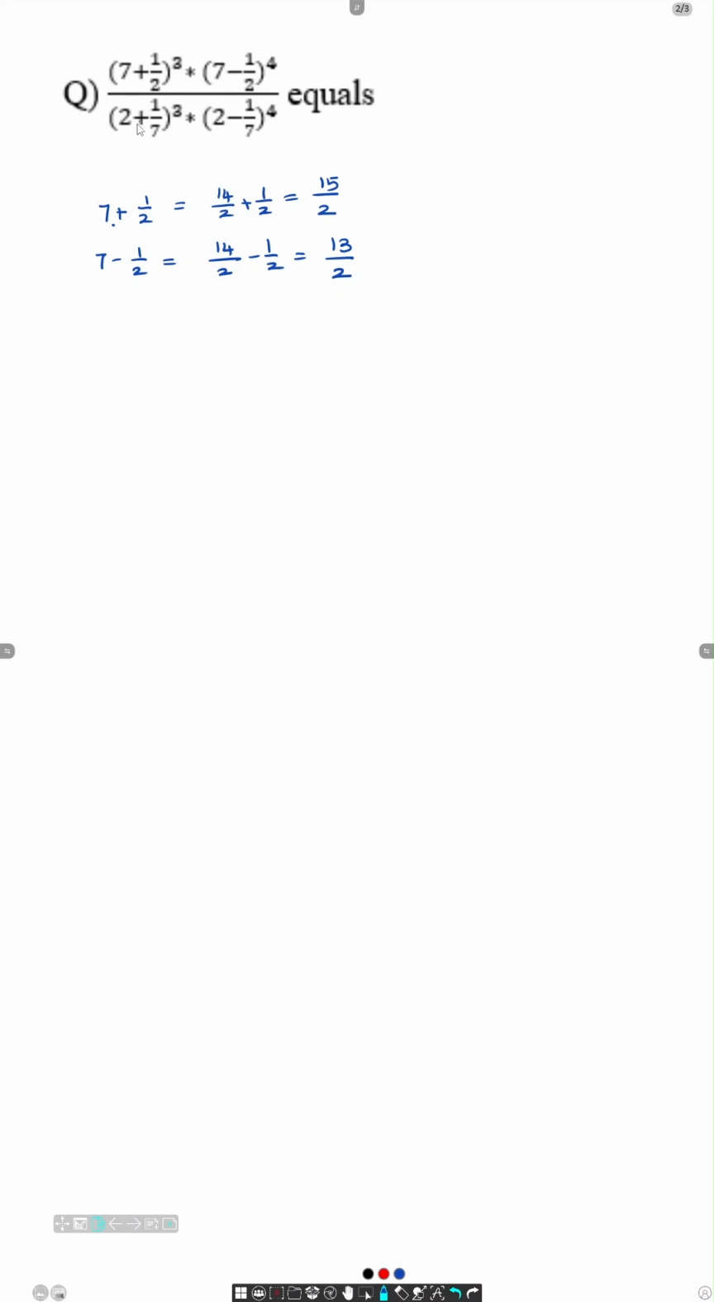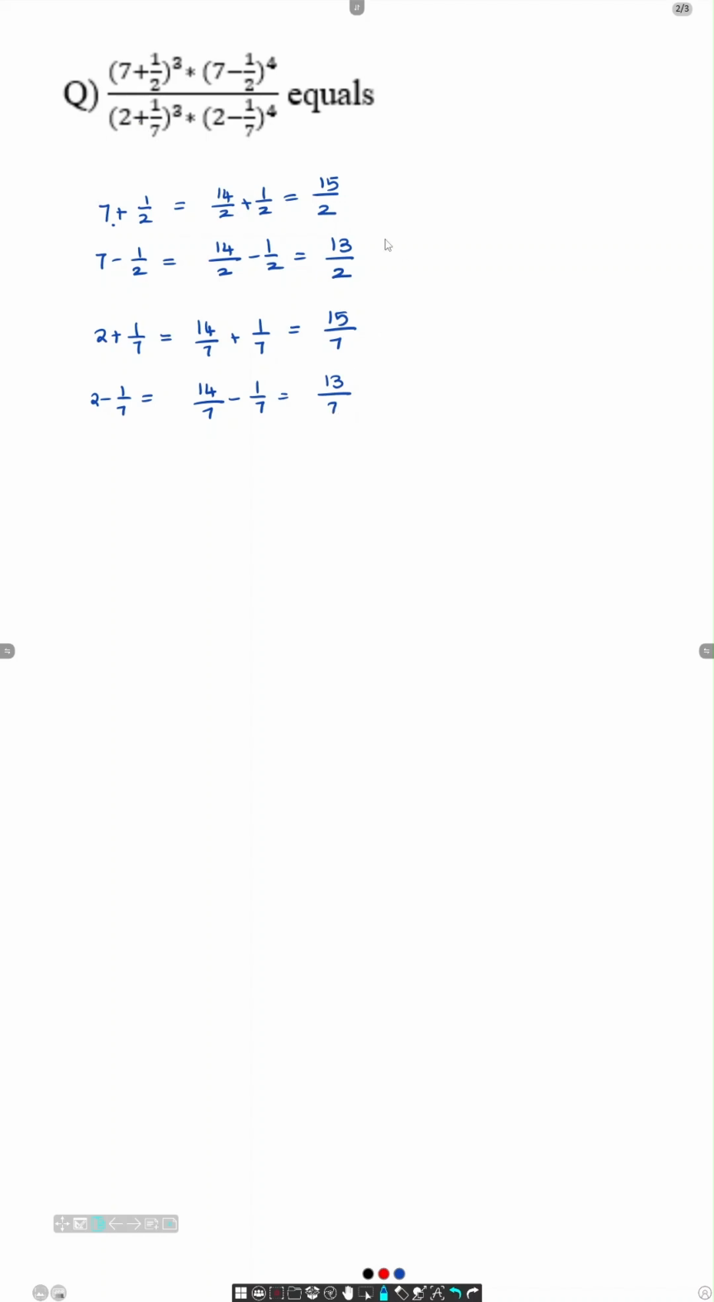Now we'll solve the denominator bases also. 2 plus 1 by 7 is 14 by 7 plus 1 by 7. I can write 2 as 14 by 7. So this is 15 by 7. 2 minus 1 by 7 is 14 by 7 minus 1 by 7, which is 13 by 7.